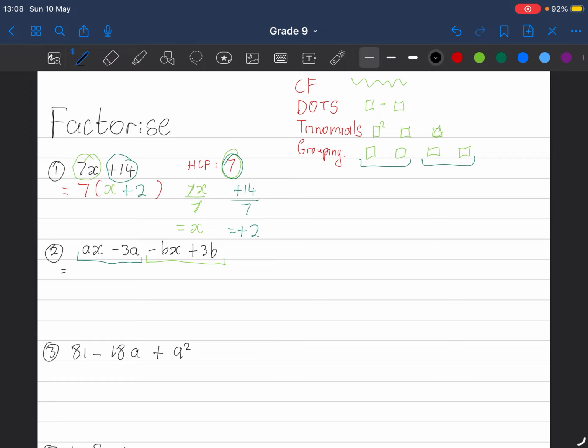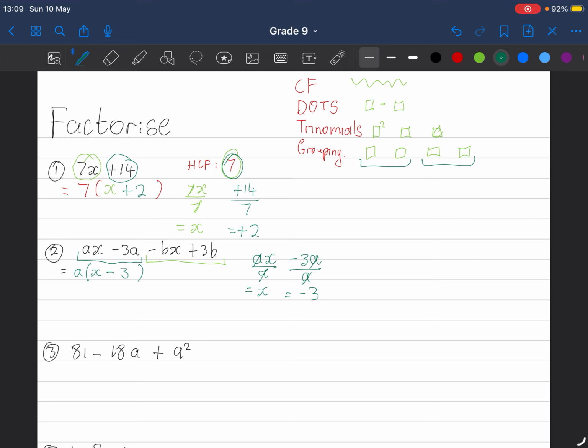So let's put an equals on our next line. In our first group, the common factor is going to be the variable a. So let's write a, open our brackets, and see what goes into that bracket. Because a is our highest common factor, we take the first term, ax, divided by a. a divided by a cancels, and all we're left with is x. So we have an x in the bracket. We then take our second term, minus 3a, divided by our common factor again. Again, the a's cancel and we're left with minus 3. So we have a times x minus 3.